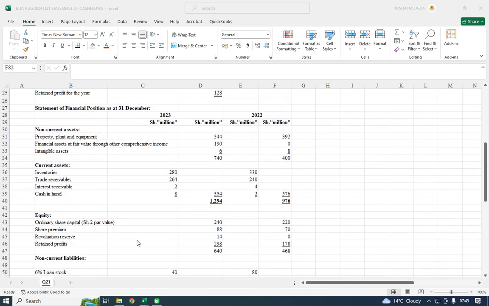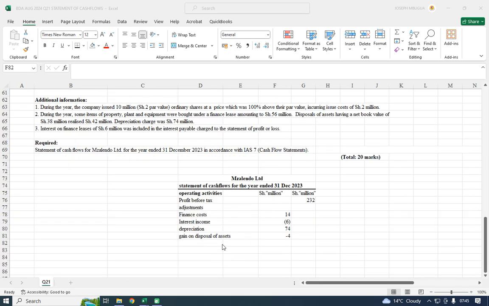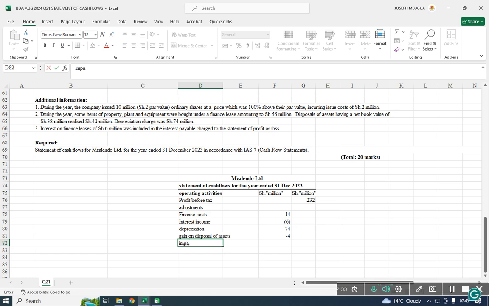We look at the statement of financial position, the non-current assets. Specifically, depreciation has been given. We have financial asset, we have the intangible. When you look at the intangible assets, and we are not told about any disposal, it means there was an impairment, because in 2022 it was 8, and in 2023 it was 6. So there was an impairment of intangible.